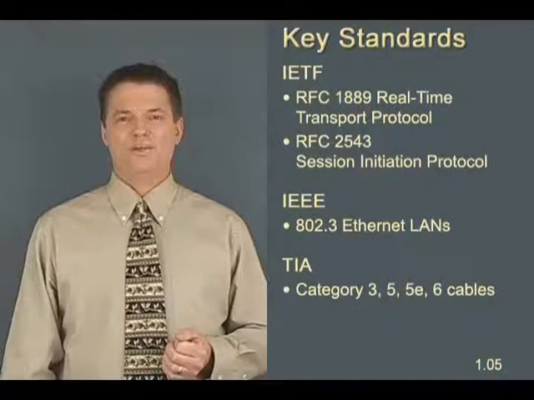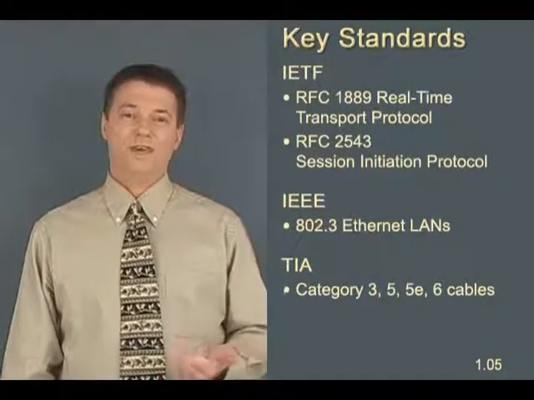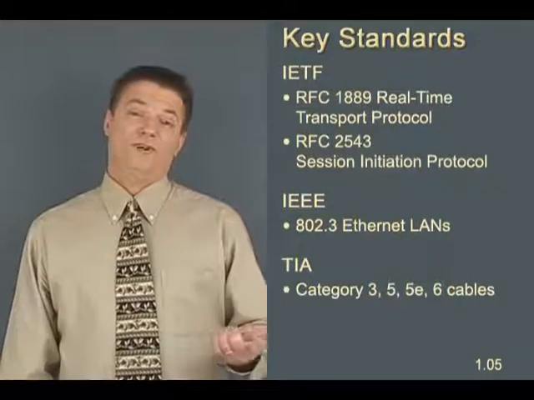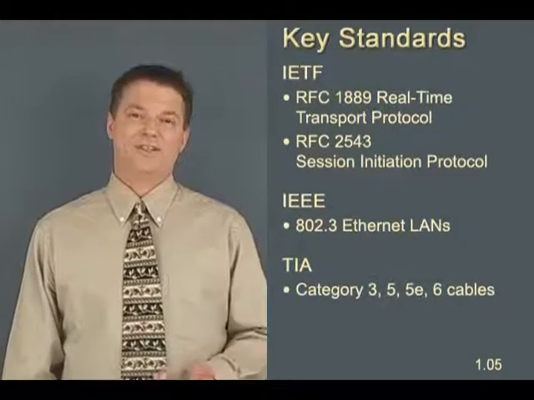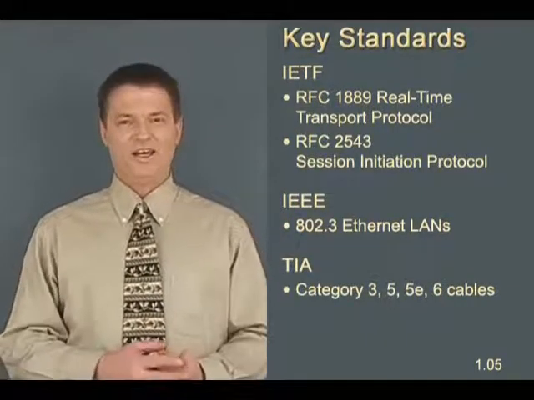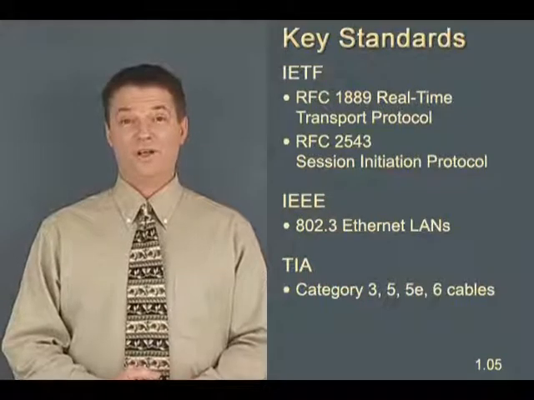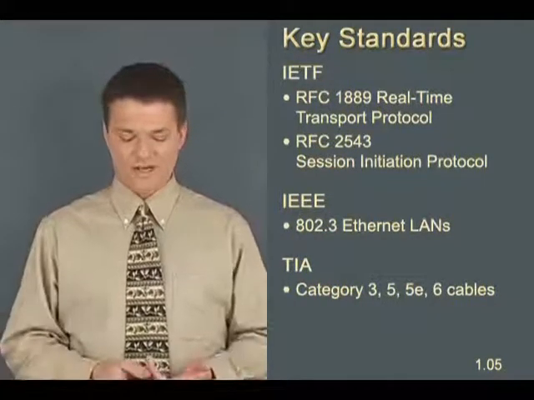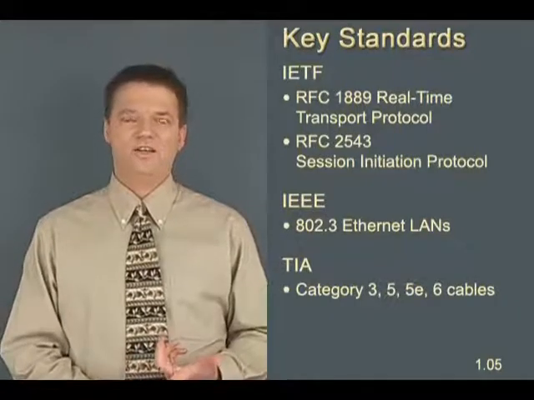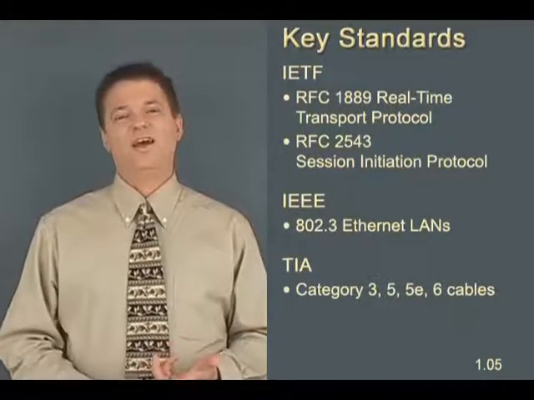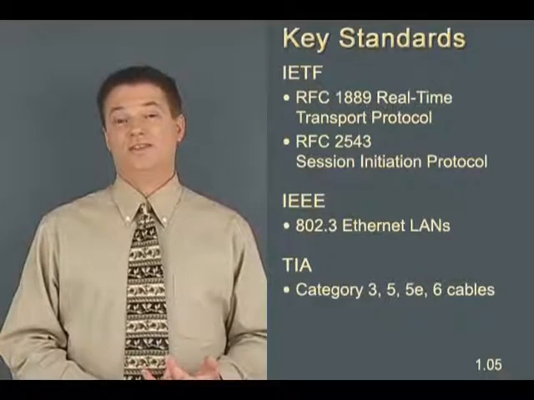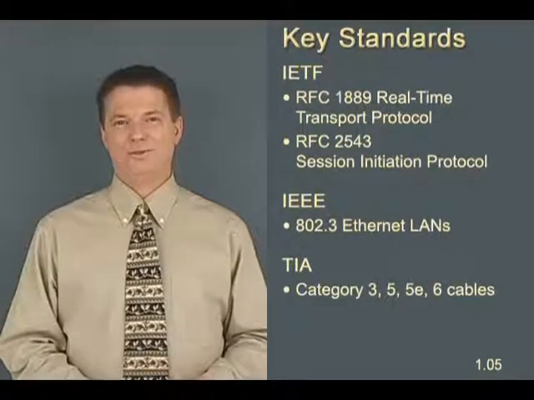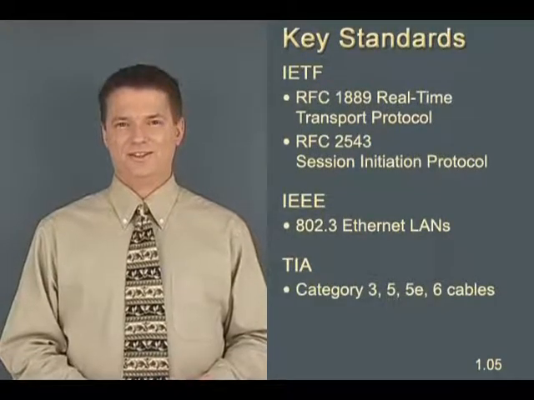And you always hear people talking about Category 5, and then there's Category 5 Enhanced and Category 6. Now, in theory, Category 5 is the one for 100 megabit per second Ethernet, which is just vanilla stuff. Category 5E is for gigabit Ethernet, and Category 6, in theory, will support 10 gigabit per second Ethernet LANs.